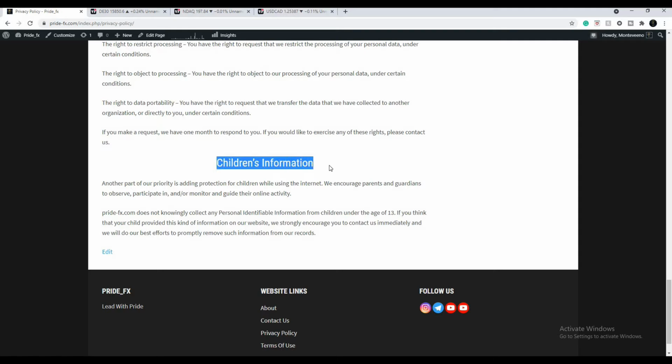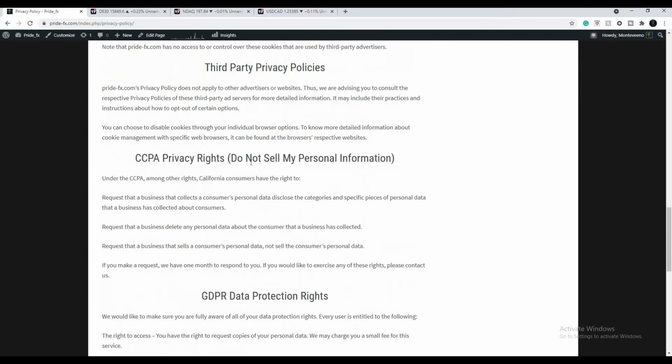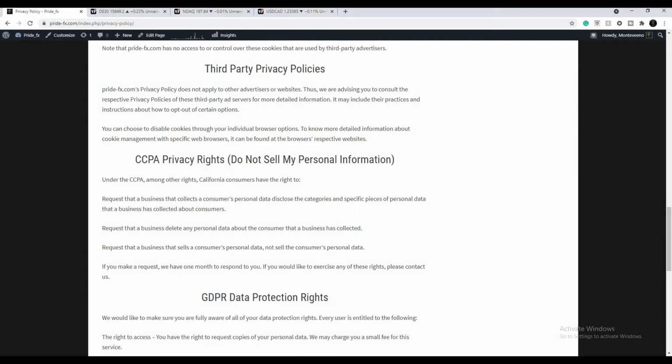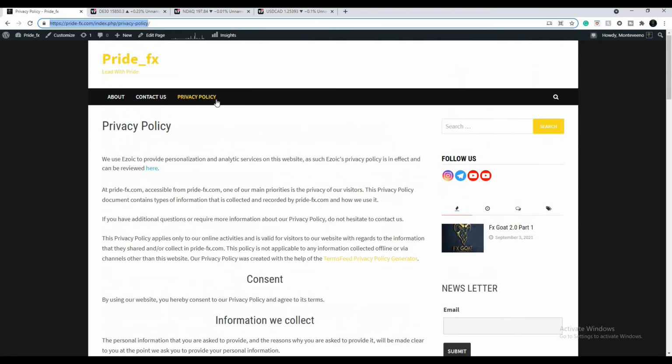And then there's children's information: if your children are forex traders, it's just to protect them as well once they get onto this website. Now you can see that we also added the icon over there, and then here you can see it is pridefx.com, and so that's all the things that you'll know.